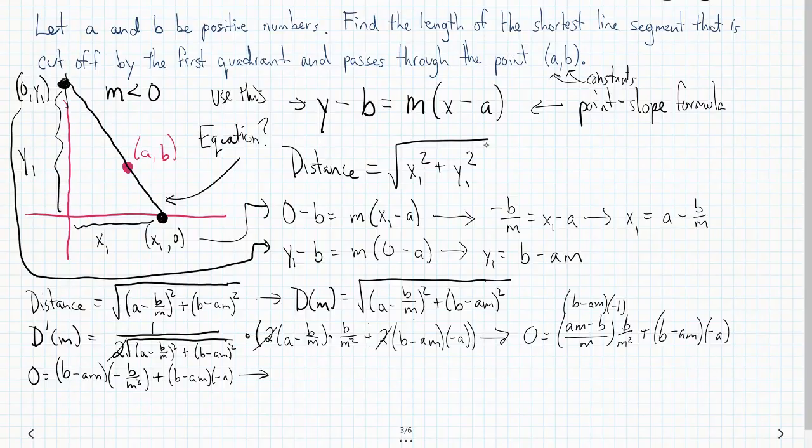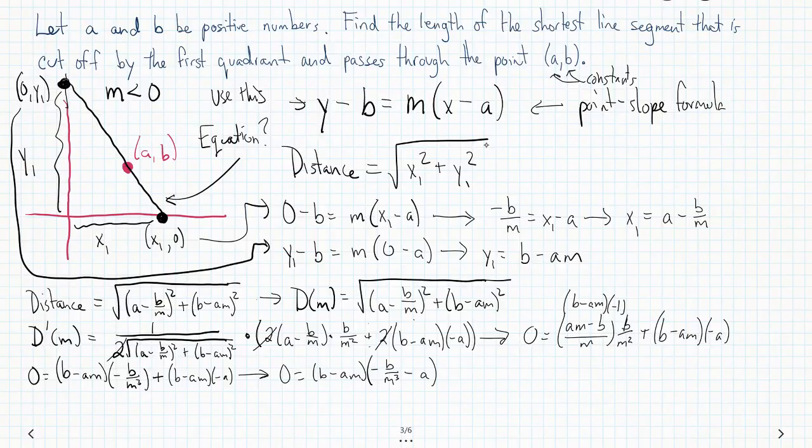Moving that forward, we can factor out a b minus a over b minus am, and we get the rest is just negative b over m cubed, and then it goes minus a. Okay, so now I think we're ready to rock and roll with this thing.